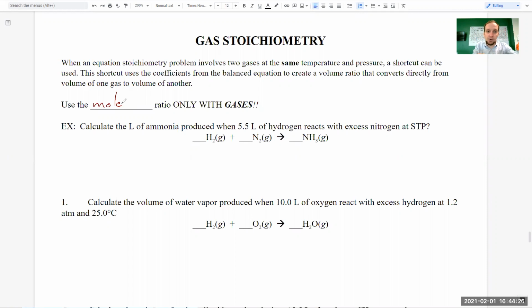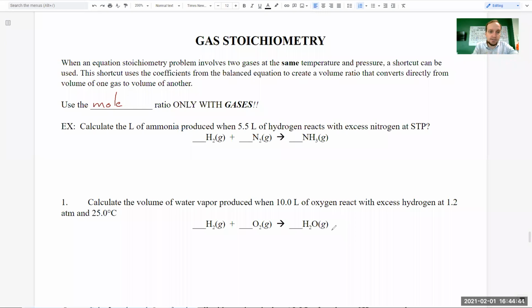Now, again, this only works with gases. So do not try this if it's a solid. You'll notice all of these here are gases. Again, that is not a coincidence. That is a must. Okay, all that being said, let's go ahead and start with our first example.